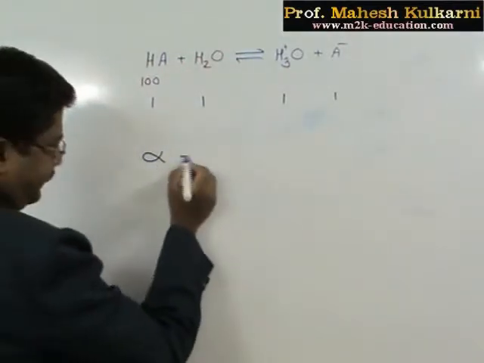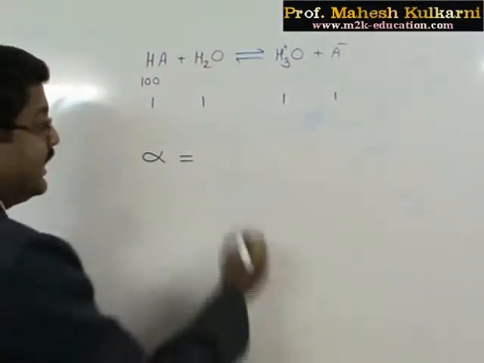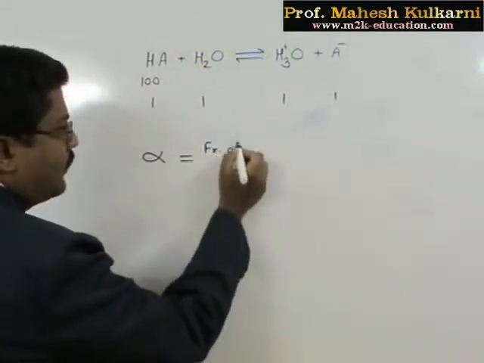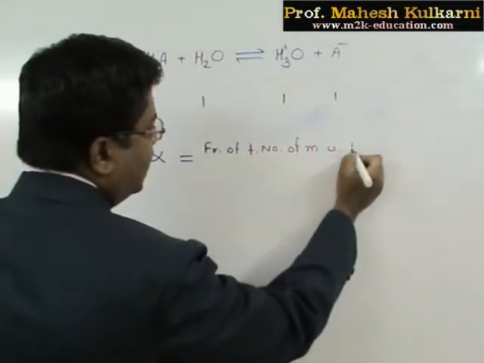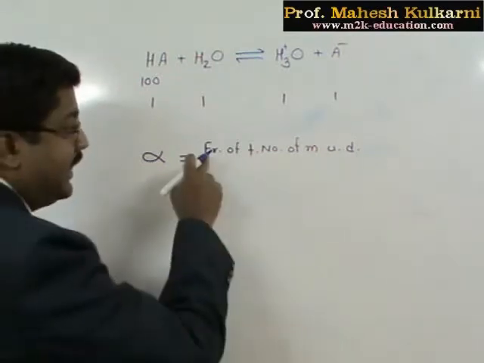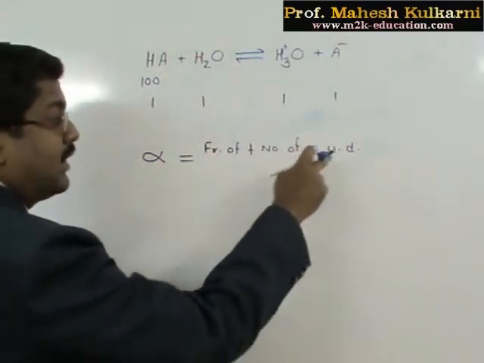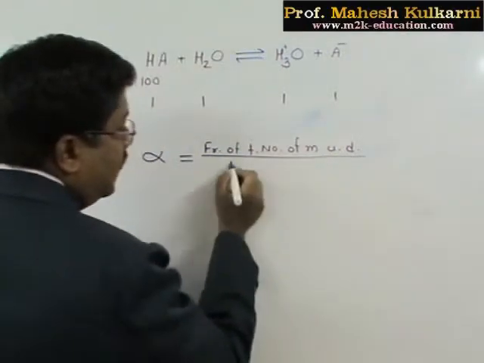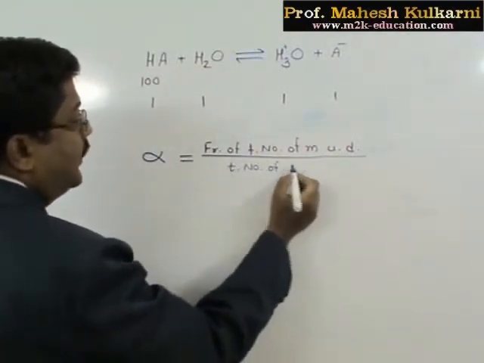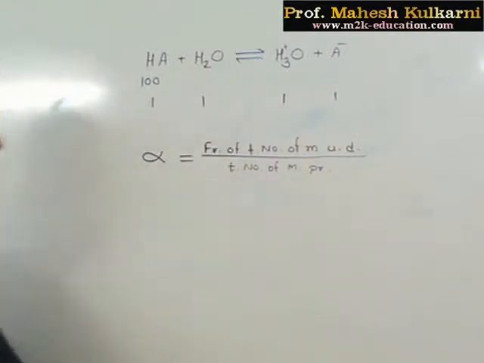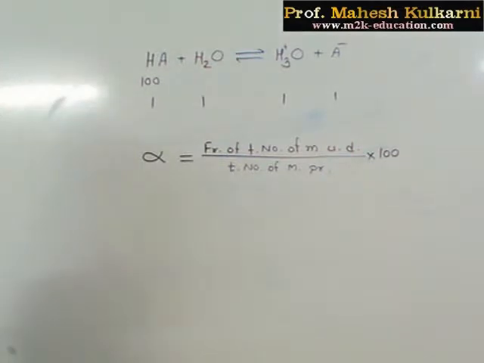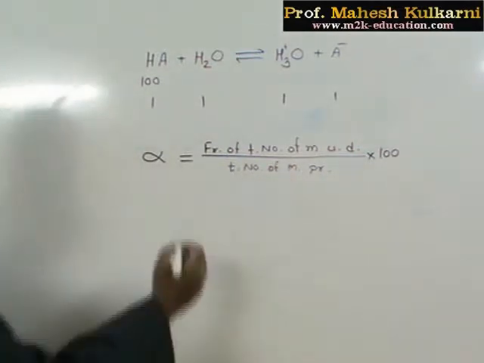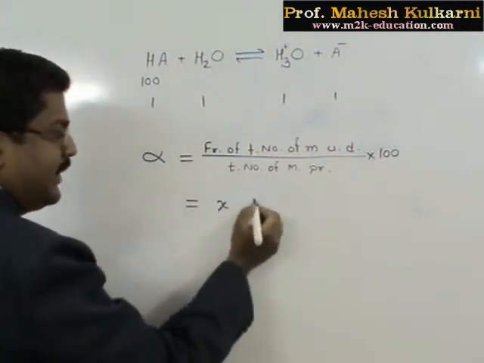So this is alpha, the degree of dissociation, that is the fraction of the total number of molecules undergoing dissociation. I am writing in short, I am revising: it is the fraction of total number of molecules undergoing dissociation divided by the total number of molecules present. Alpha is given in terms of percentage, so I have to take a multiplier of 100 and give the answer as degree of dissociation as something percent.